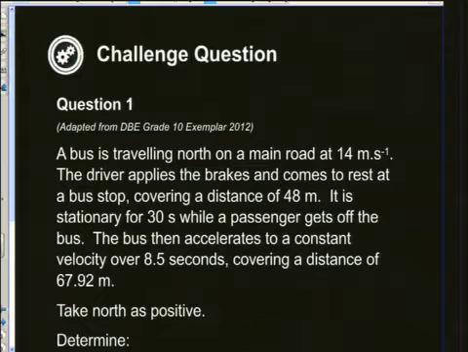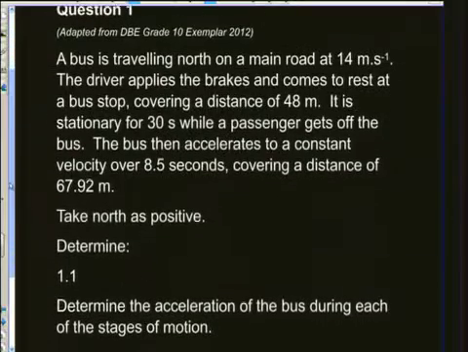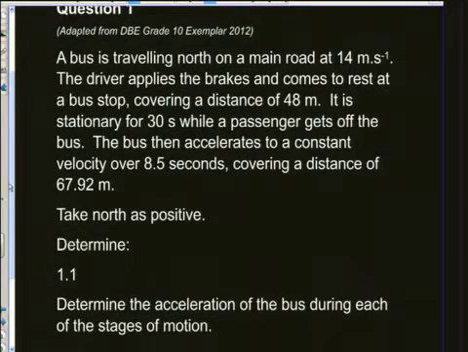A bus is traveling north, that's helpful, on a main road at 14 meters per second. The driver applies the brakes and comes to rest at a bus stop, covering a distance of 48 meters. It is stationary for 30 seconds while a passenger gets off the bus. The bus then accelerates to a constant velocity over 8.5 seconds. So we've got lots of time values, distance values, a number of things. While it's accelerating, it covers a distance of 67.92 meters. Take north as positive.